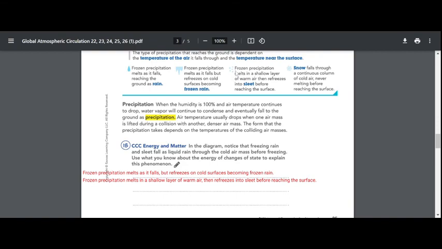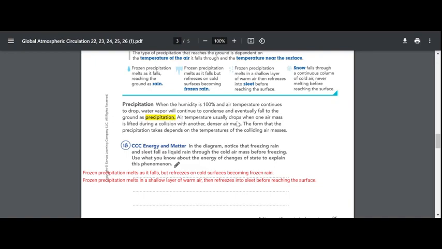And up next, we have frozen precipitation that melts in a shallow layer of warm air, then refreezes into sleet before reaching the surface. The final example shows snow falling through a continuous column of cold air, never melting before reaching the surface. So we know that when the humidity is 100% and air temperature continues to drop, water vapor will continue to condense and eventually fall to the ground as precipitation.